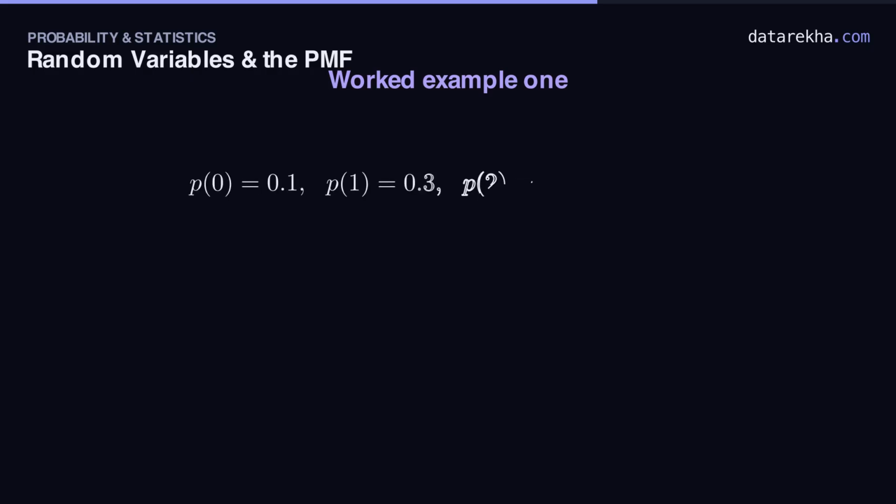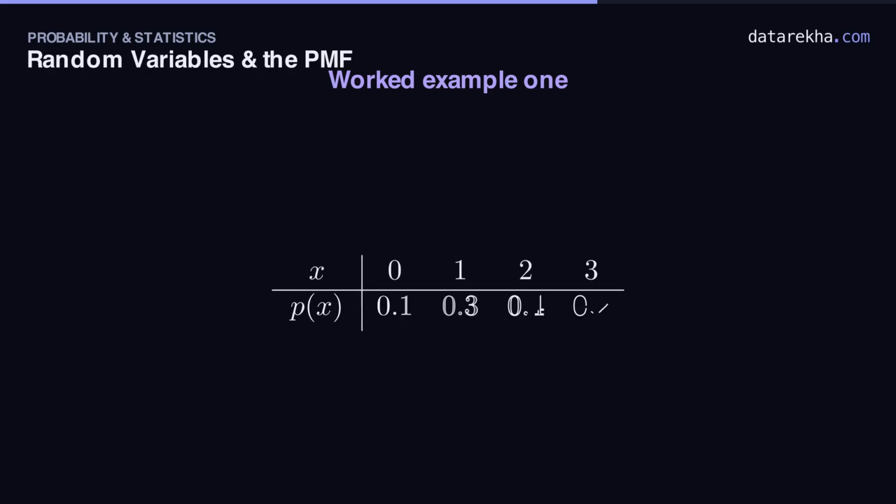Time to put it all together. A discrete variable X takes the values 0, 1, 2, 3, with probabilities 0.1, 0.3, 0.4, and 0.2. We want its CDF and two probabilities from it. First, always check it's a legal mass function. Every value is positive, and 0.1 plus 0.3 plus 0.4 plus 0.2 is exactly 1. It passes both rules. Now build the CDF by accumulating.